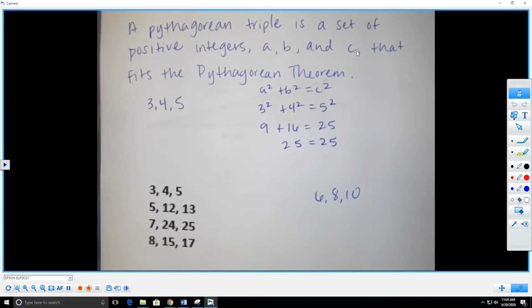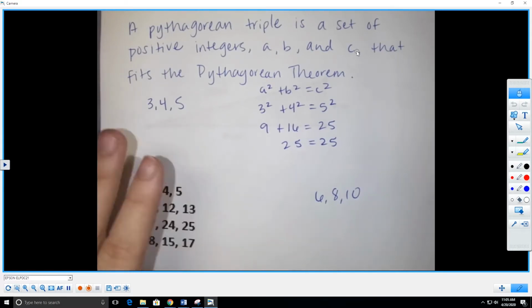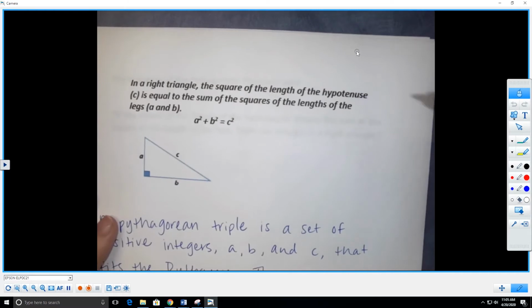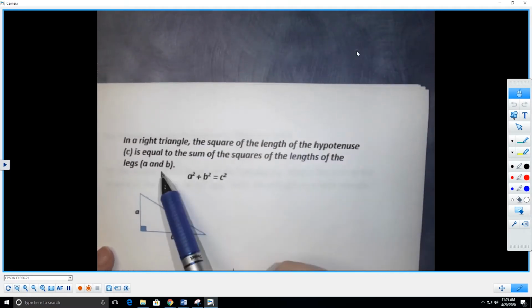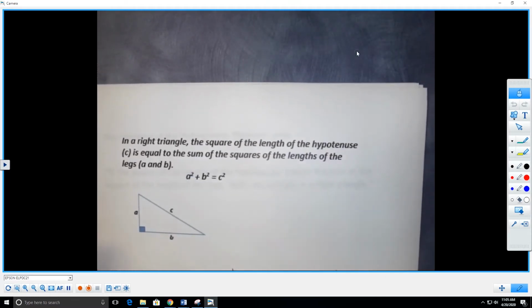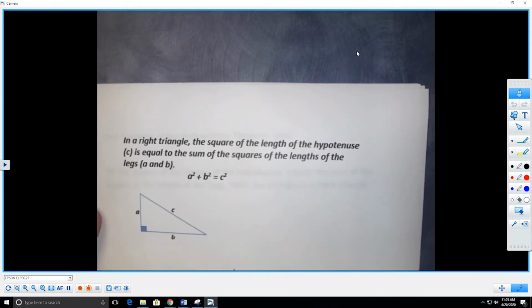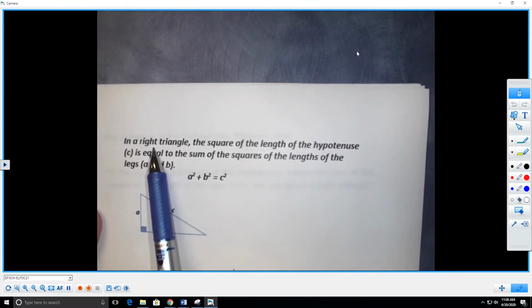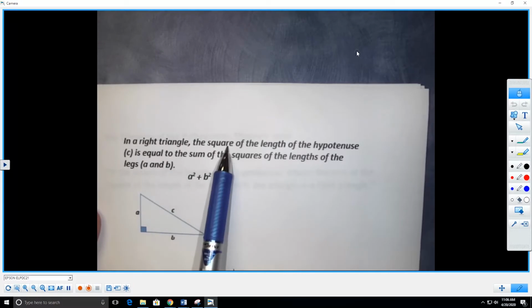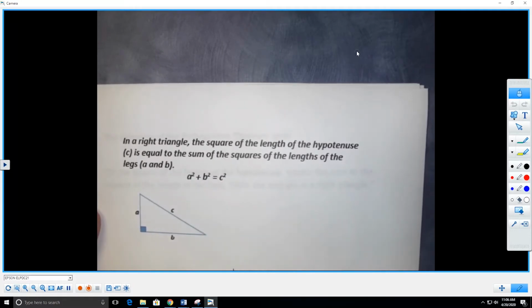When we started the lesson today, we wrote down the Pythagorean theorem. And if you notice, it starts out with the assumption that you have a right triangle. Look at what we wrote down. We can actually rewrite this as an if-then statement or a conditional statement. Follow along with me. If you have a right triangle, then the square of the length of the hypotenuse equals the sum of the squares of the length of the legs.